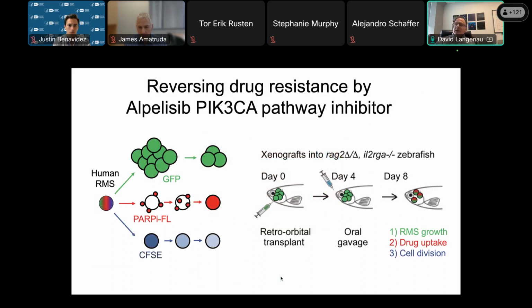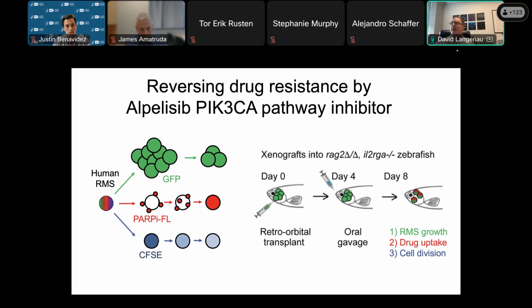But we wanted to see if you could use our zebrafish models to actually dynamically visualize these drug responses in real time. In this experiment, we labeled the cells with a green fluorescent protein. We also take those cells and treat them with CFSE, which is a dye that gets diluted by half every time a cell divides. And then luckily for us, people at Mass General had already made a fluorescent PARP inhibitor, which allows the drug to be seen in the red fluorescent channel.